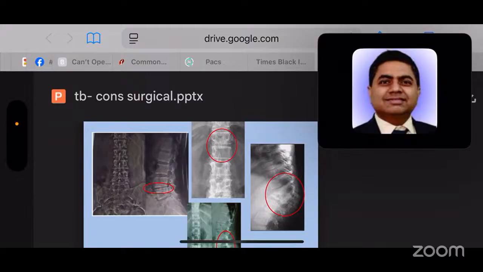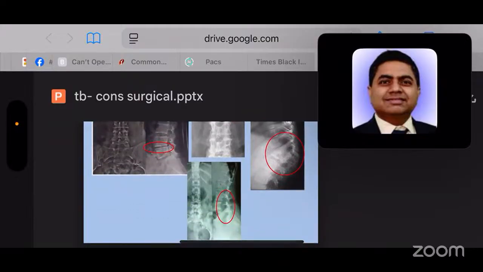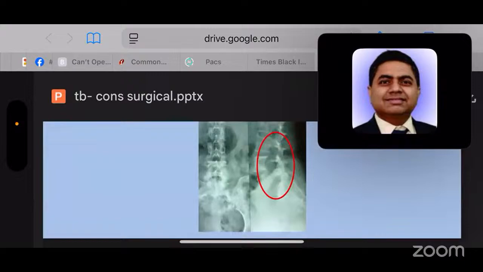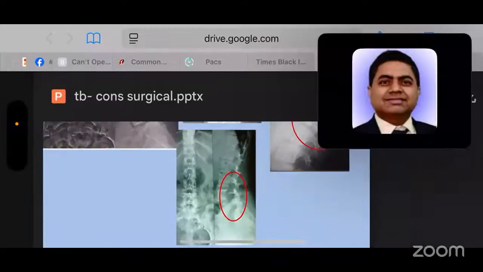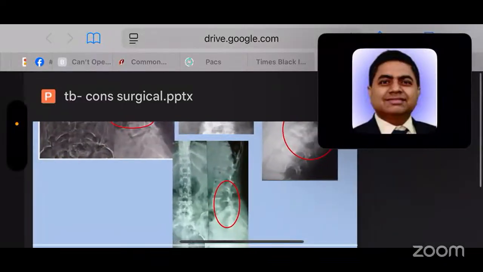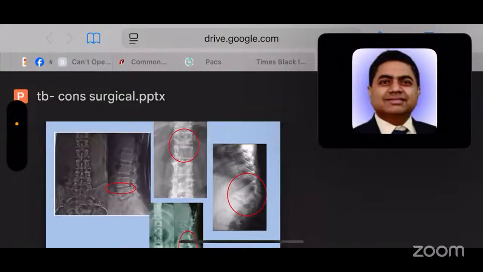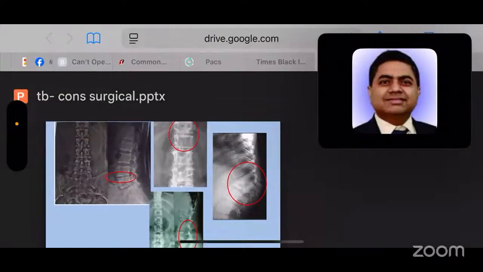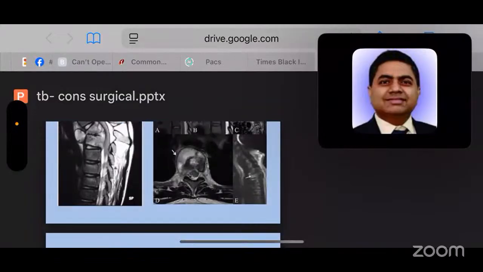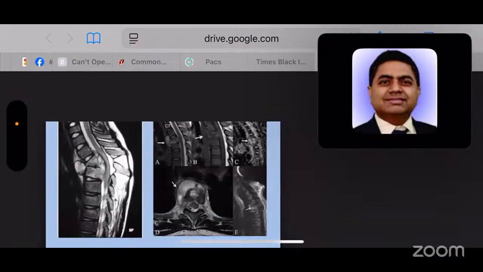The next pic below it shows that there is destruction of the posterior element, which has been seen over here. The pedicles are destroyed, and in the fourth pic we can appreciate that there is a kyphotic deformity because of multiple vertebrae involvement and destruction of the vertebral body. And this is what we see on an MRI.